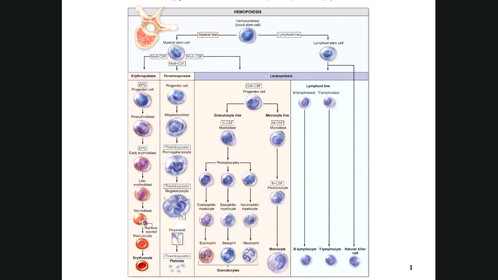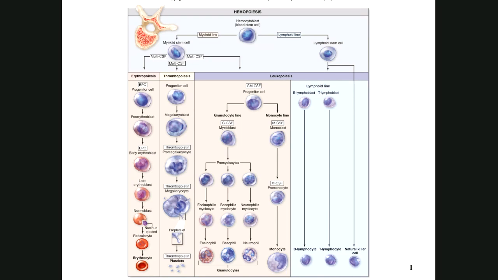With thrombopoiesis, it again starts out as a progenitor cell. The thing that's really cool about platelets is that it then differentiates into this megakaryoblast, and then this pro-megakaryocyte, and then it turns into a megakaryocyte. From here, this megakaryocyte breaks up into small pieces, which then become our platelets.